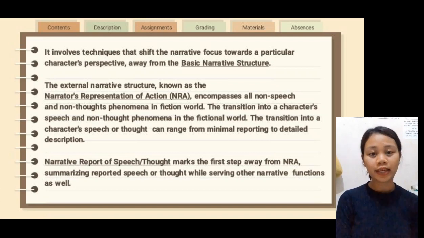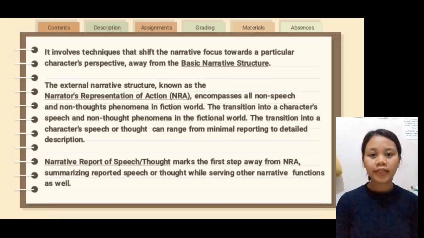When we switch to a character's speech and thoughts, it can be done in different ways. Sometimes it's just a quick summary of what they said or thought, and other times the author goes into detail about it. Next is the narrative report of speech or thought, which marks the first step away from NRA, summarizing reported speech or thought while serving other narrative functions as well.